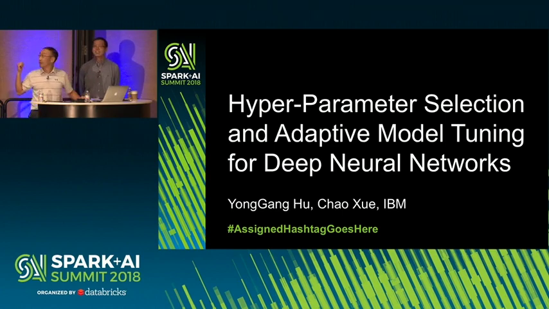So these are our topics. Chao from IBM Research and I will present hyperparameter selection and adaptive model tuning for deep neural networks.